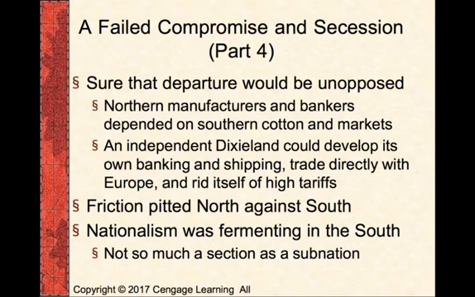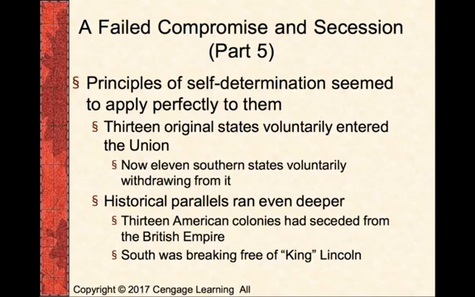Northern manufacturers and bankers depended on Southern cotton and markets for sale. If independent, the South could develop its own banking and shipping and trade directly with Europe and rid itself of the high tariffs that the North put on imported goods. Friction pitted North against South, and nationalism was fermenting in the South, not so much as a section, but as a sub-nation. The principles of self-determination seemed to be applying directly to them, because wasn't it only 80 years before that the 13 original states had voluntarily entered the Union? And now 11 southern states were voluntarily withdrawing from it to go their own path.